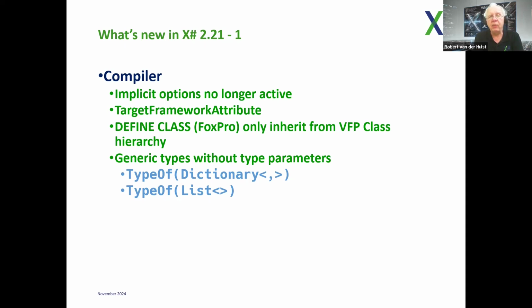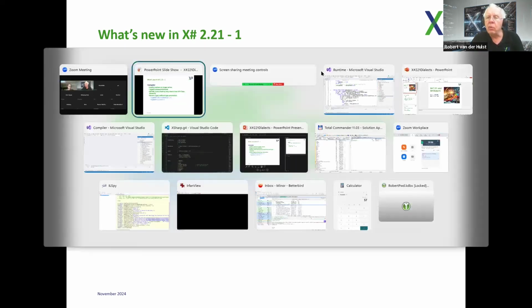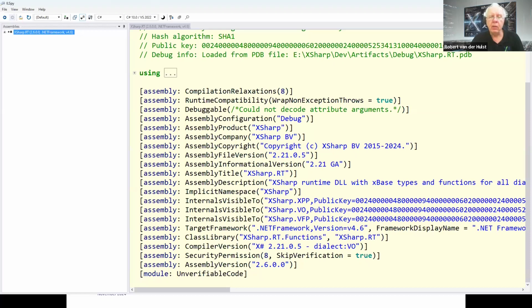The other important thing, which several people asked for, is that we now add a so-called target framework attribute to assemblies produced with X#. To give you an idea what that is, let me open Reflector, or ILSpy, I should say. In the generated output, we put an assembly level attribute, and this attribute says that the project was compiled for .NET Framework version 4.6.